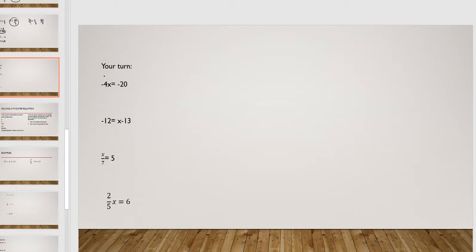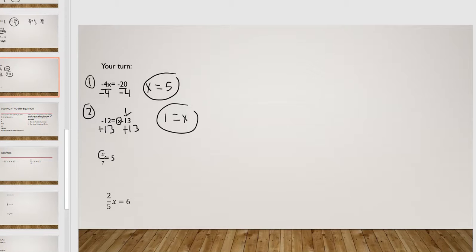Okay, so let's go ahead and go through the answers. The first one, negative 4 times x equals negative 20. To get rid of the multiplication of negative 4, we divide by negative 4, so x equals 5. The second one, negative 12 equals x minus 13. To isolate this variable right here, we need to get rid of the subtraction of 13. So to do that, we add 13. Whatever we do on one side, we have to do the same thing on the other side. Negative 12 plus 13 is 1.